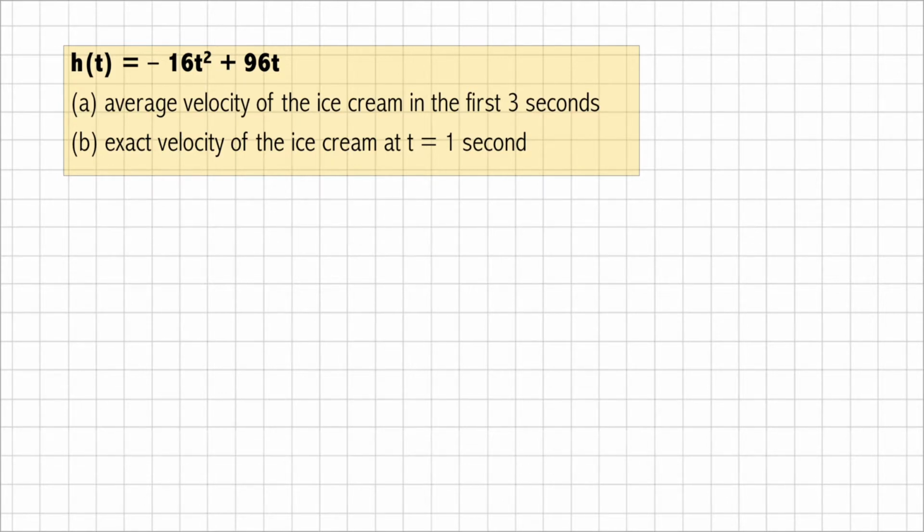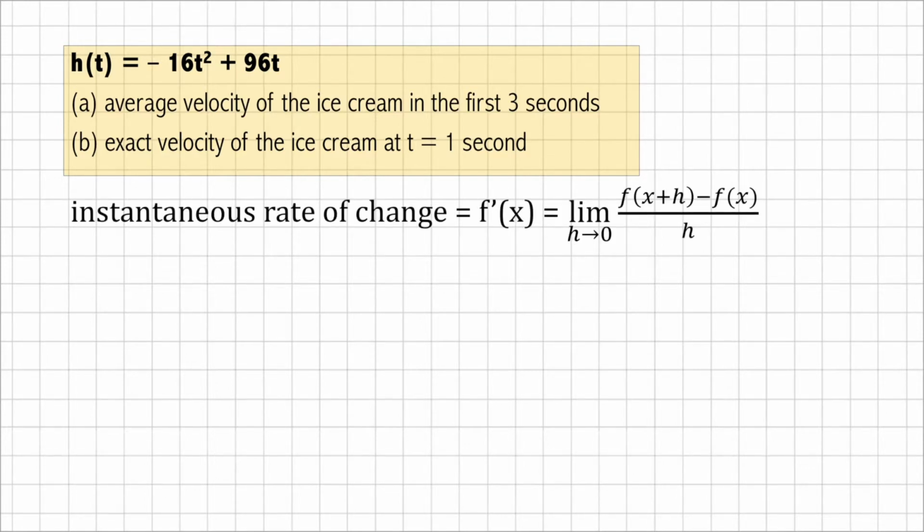Now, the second question is similar. We are looking for the velocity, or the rate of change. However, we are only given one value of t, one point, and we are asked to find the exact velocity at that point. So, what concept can we use as we deal with a point? That's right, the instantaneous rate of change.